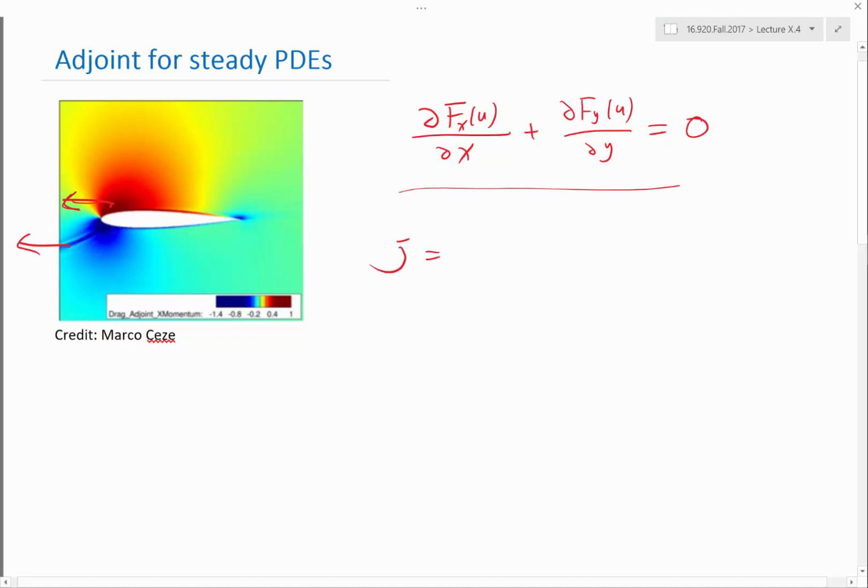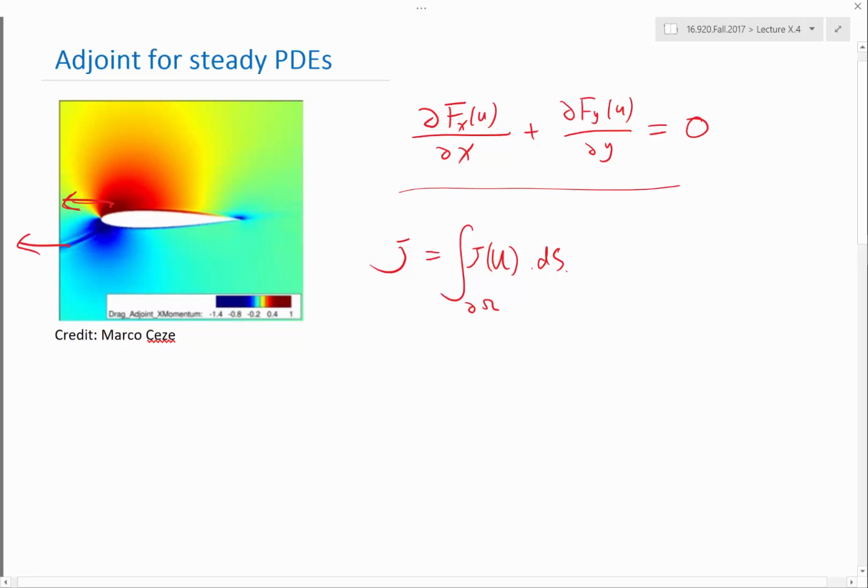And let's say our objective function, let's think of a case where the objective function is defined on the boundary, just like in our case. Because if we want to evaluate drag or lift, the objective function is going to be a function of the flow field on the boundary. Let's say the integral of j(u) ds. Okay, is it clear what we're doing here?